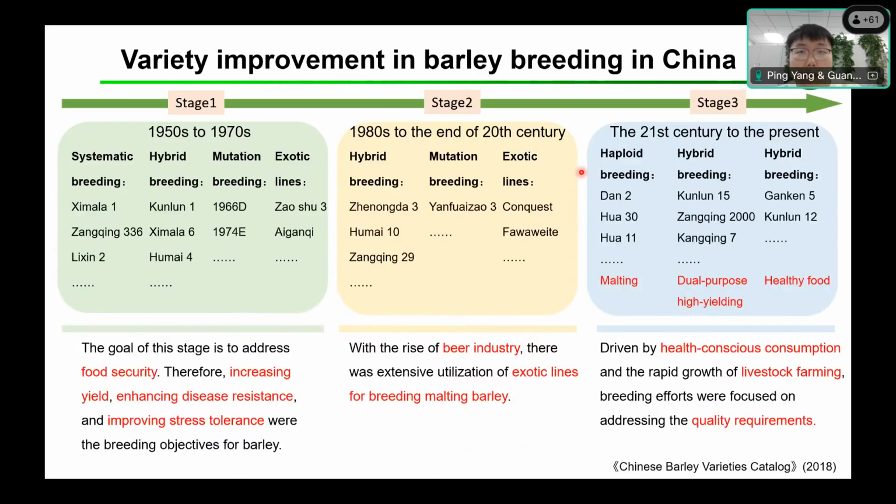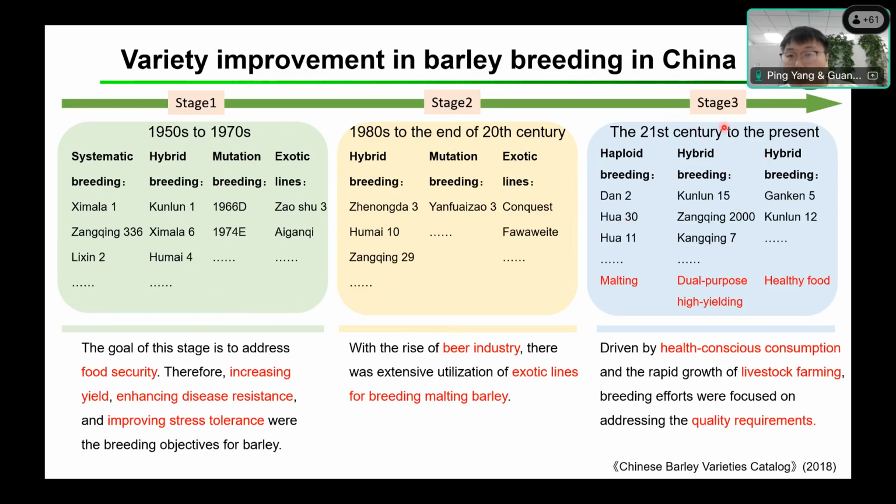In China, barley breeding can be classified into 3 stages. Stage 1, from the 1950s to the 1970s. The goal of this stage was to address food security, therefore increasing yield, enhancing disease resistance, and improving stress tolerance were the breeding objectives for barley. Stage 2, from the 1980s to the end of the 20th century. In this stage, with the rise of the beer industry, there was extensive utilization of exotic lines for breeding malting barley.